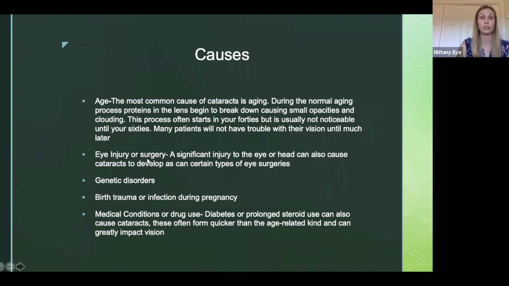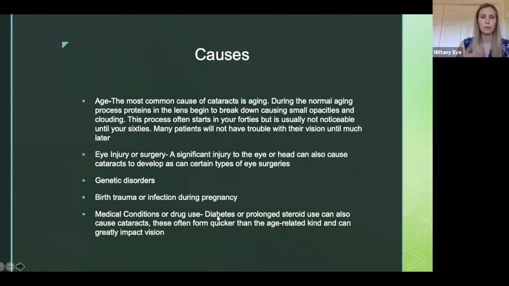An eye injury or surgery is another major cause we see. Any significant injury to the eye or the head can cause a cataract, as can certain types of eye surgeries, specifically retina surgeries. If you've ever had a retinal tear or a retinal detachment, you're likely going to develop a cataract a little bit sooner. Genetic disorders can cause cataracts, birth trauma, or any sort of infection during your pregnancy.